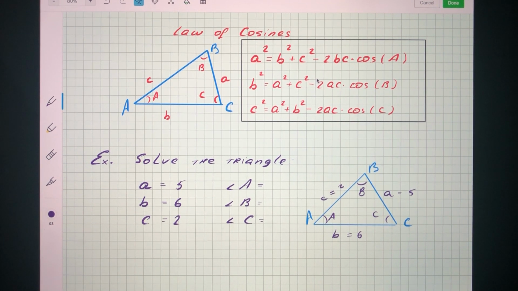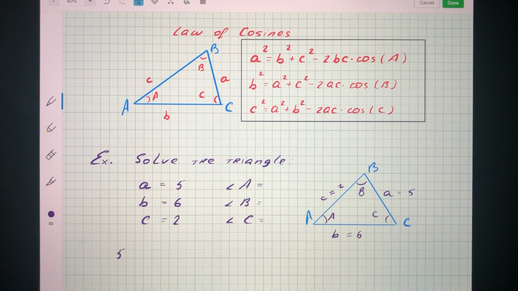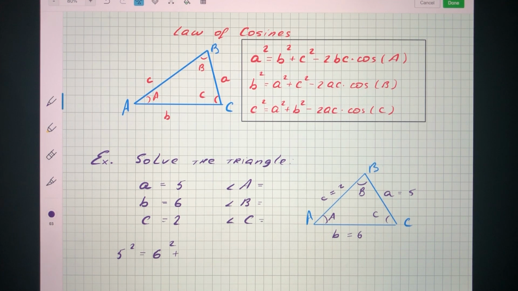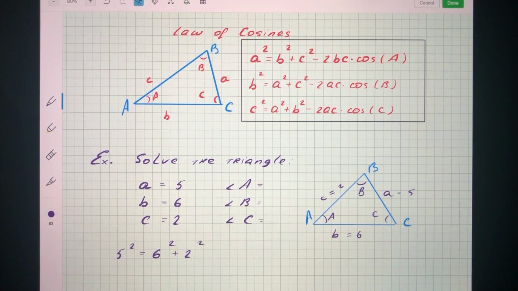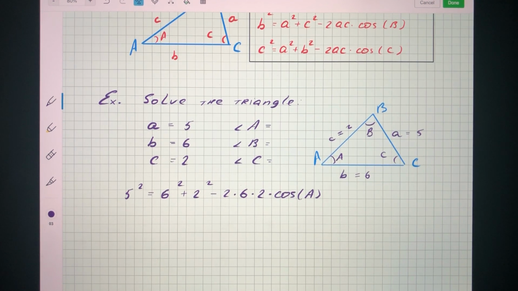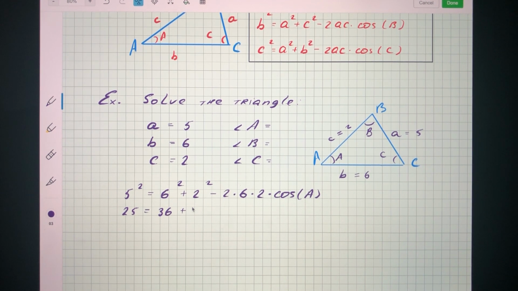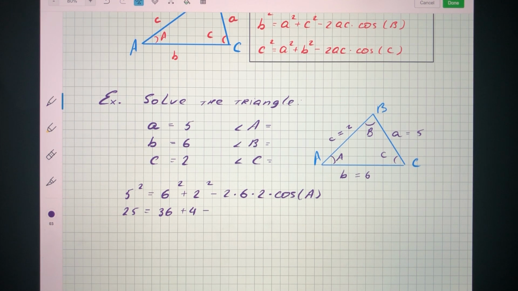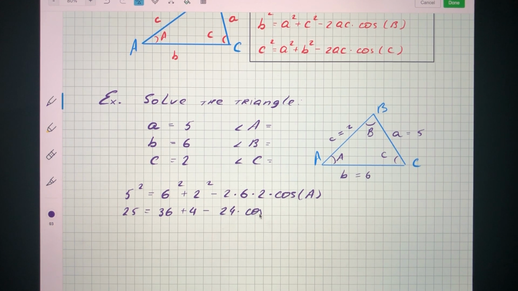So A squared, the A is 5 squared, is equal to B squared, that's 6 squared, plus C squared, that's 2 squared, minus 2 times the B, which is 6, times the C, which is 2, times the cosine of the angle A. Now we can type in our numbers in the calculator. 5 squared is 25, 6 squared is 36, 2 squared is 4, and 2 times 6 times 2, well, 2 times 6 is 12, double that, that's 24, times cosine A.